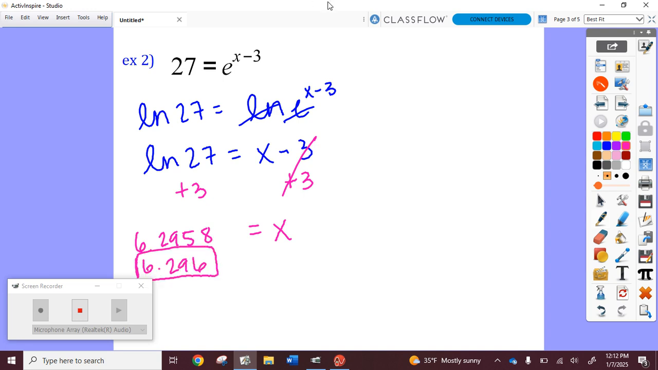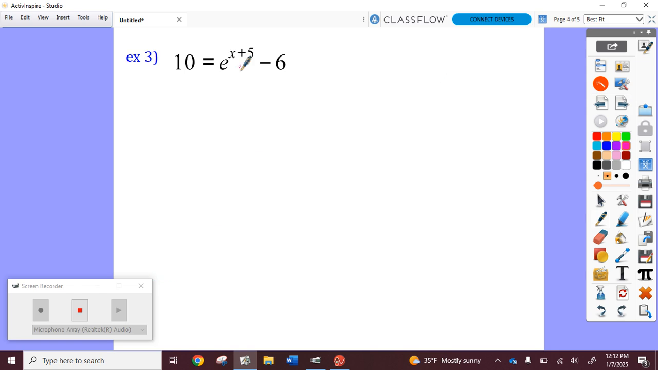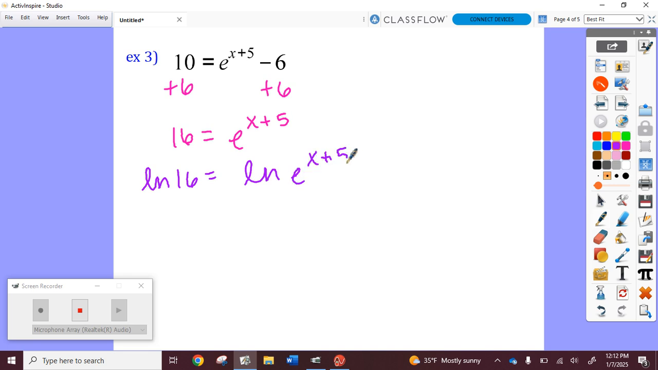Okay, another example here. Okay, so this is a case where the e is not alone, so I need to cancel this out by adding 6 to both sides first. So 10 plus 6 is 16. Now I can take the natural log of each side. So these will cancel. And I will just leave this like this before I put it in the calculator. It just makes it easier as far as your work goes. Cleaner looking.